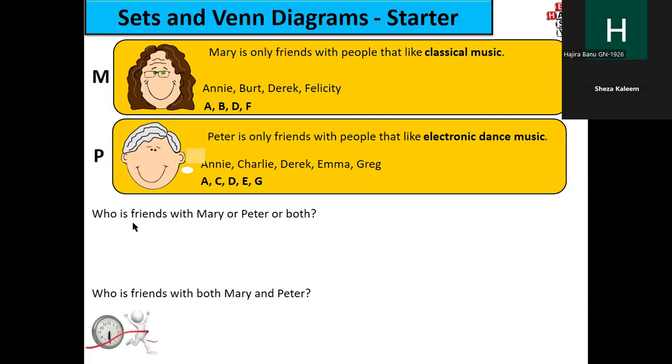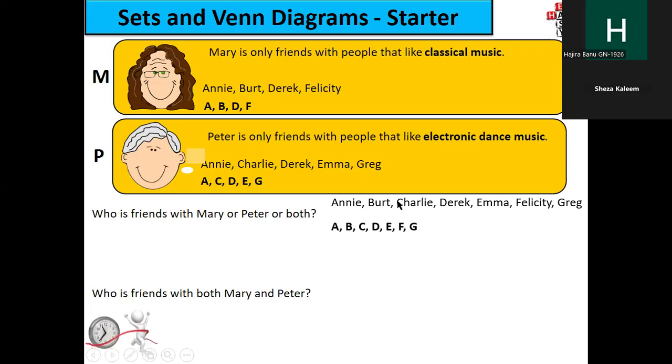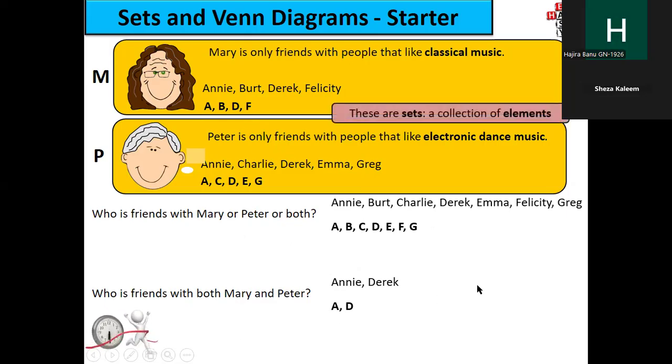Now, if we have to write who is friends with Mary or Peter or both, it means we have to include everybody. So your answer will be all of them: Annie, Bird, Charlie, Derek, Emma, Felicity, Greg. And if you just have to write who is friends with both Mary and Peter, you see what is common. Here Annie and Derek are both common. So you will be writing Annie and Derek.